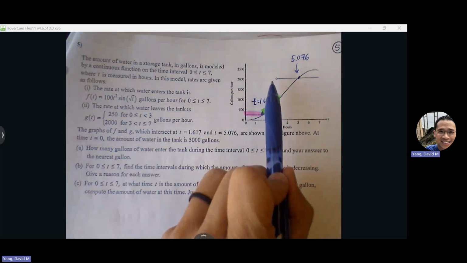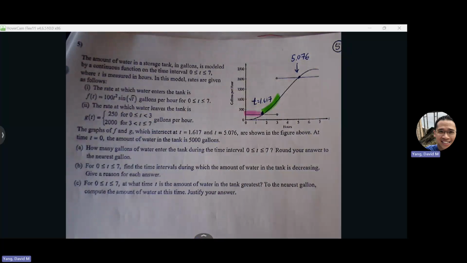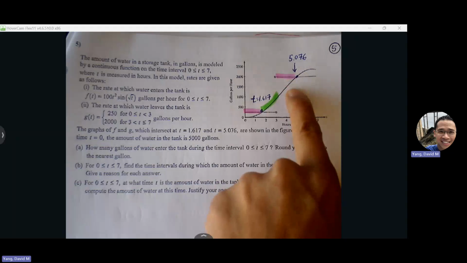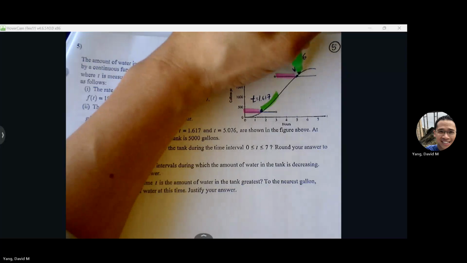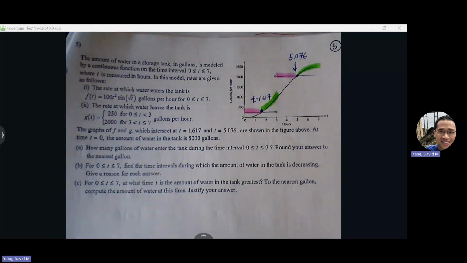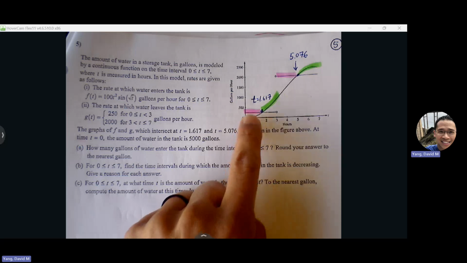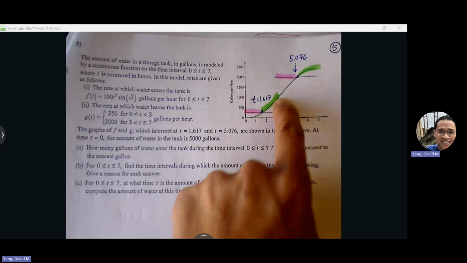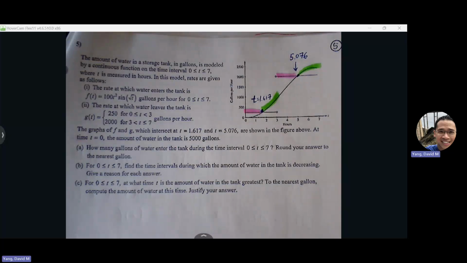But then from hour 3 to hour 5, what's going to happen? Back to decreasing again, because now we have a higher rate at which water is leaving than the rate at which water is entering. But then after 5 hours, back to rising. Okay, so I just want us to visualize what's happening to the water inside the tank. It's going to decrease, and it's going to increase, decrease, and increase. So I just want to have you guys visualize that.